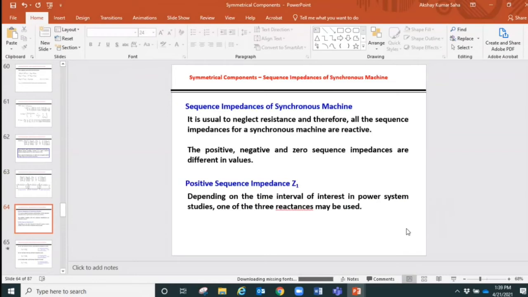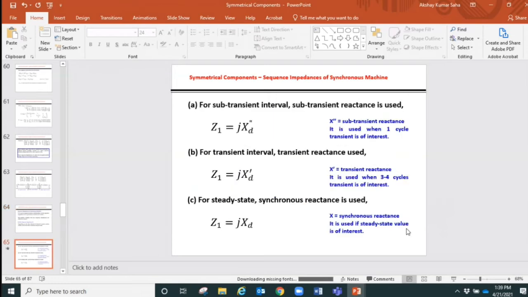So if we go to the next one, which is the rotating machine, a synchronous machine, we will have three different values: positive sequence, negative sequence, and zero sequence. And also, like I mentioned, the impedances will be different depending on the time duration of our interest, whether we are doing a transient study, a subtransient study or a steady state study.